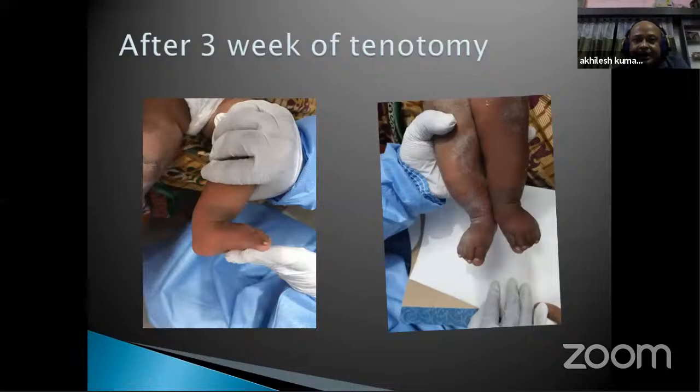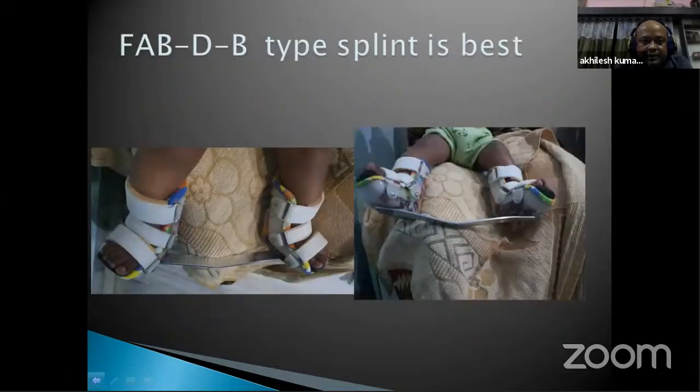This should be kept for at least 3 weeks. After 3 weeks of tenotomy, you can see almost all the deformity is corrected, and even without any pressure, the foot is almost in the correct position. With slight pressure, it goes beyond 10-15 degrees of dorsiflexion. And one of the most important steps, the bracing, will be talked about by the other speaker. At present, the Dennis Brown type splint is the best.